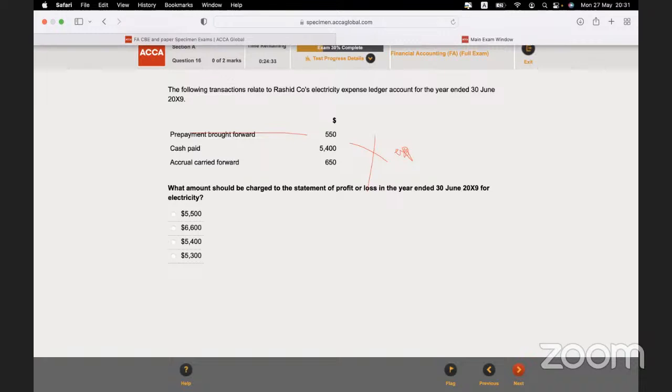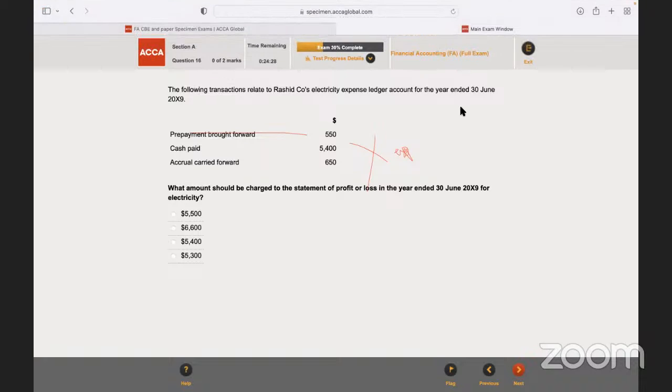Okay. Right now, how to get the answer for this particular question? Both of you are getting the same correct answer, so it has to be correct. Quickly draw a T account and label it as rent, or maybe electricity. We start off with prepayment. Normally, prepayment is what? An asset. So brought forward of an asset is always debit, 550. Cash paid, normally in an expense account, the cash component is always debit.